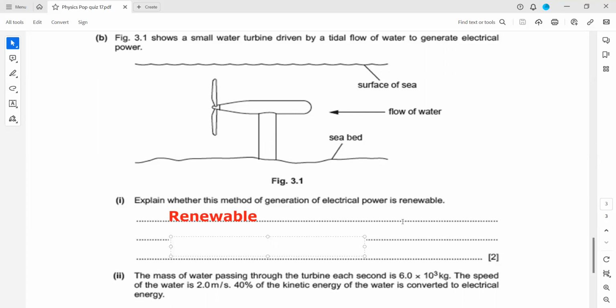Or you can also mention that tides are continuous or regular, they happen every day, or they are always there. Always there, that is also a word you can use. Or the rate at which we consume is smaller compared to the rate of production, so it will be a renewable energy.